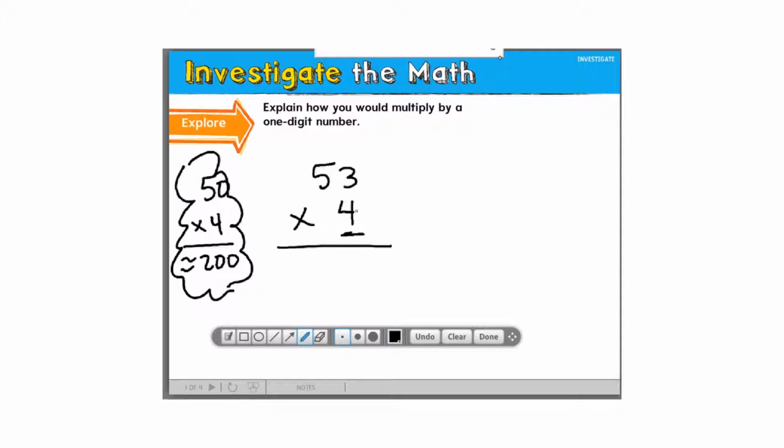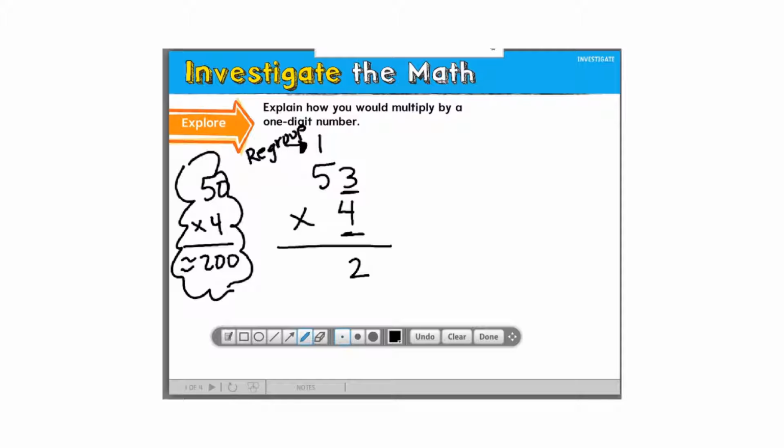So we start here in the ones column. That's what our star said. So 3 times 4 is 12. So I'm going to carry the 1, regroup it, and put the 2 underneath. This is called regroup. That's what I did. So when I'm asking you to regroup a number, that's what that means, is when I carried the 1.